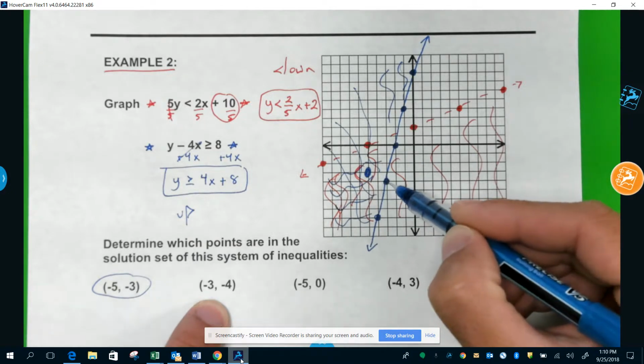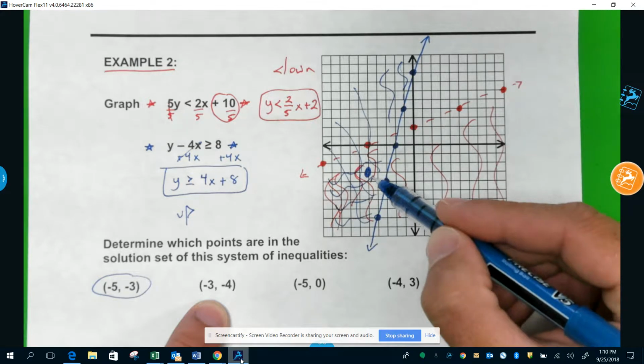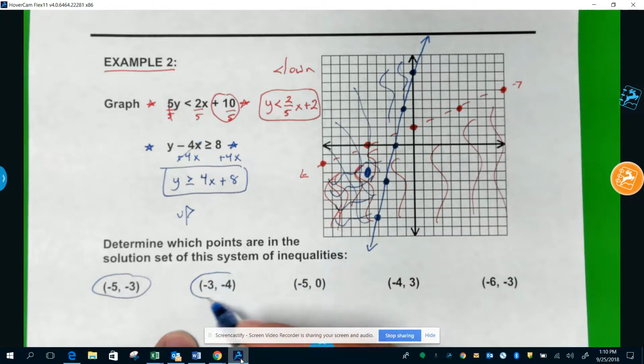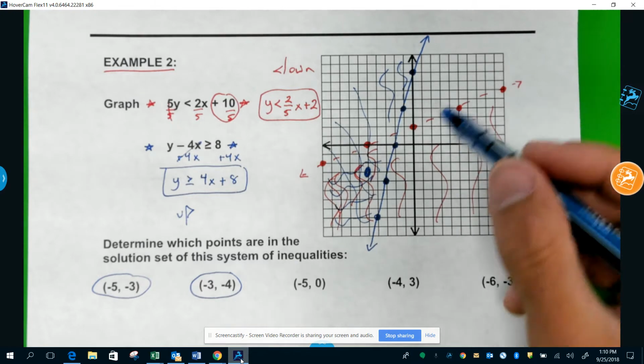-3, -4. 1, 2, 3, 1, 2, 3, 4. This one lands right on the solid line. If it lands on the solid line in that double shaded area, that is also good. If it landed on the dotted line, it would not be good, but that one is good.